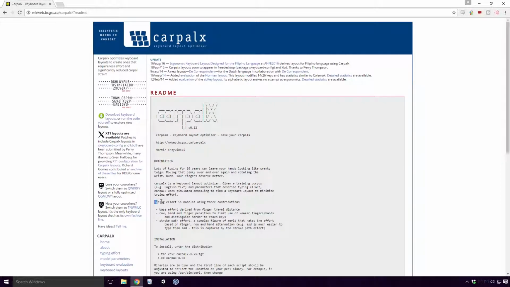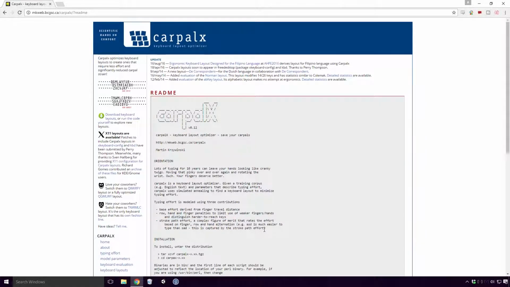According to the site, typing effort is modelled using 3 contributions. Base effort derived from finger travel distance, row, hand and finger penalties to limit use of weaker fingers or hands and distinguish hard to reach keys, and stroke path effort, a complex figure of merit that rates the effort based on finger, row and hand alternation, e.g. ASD is much easier to type than SAD. This is captured by the stroke path effort.